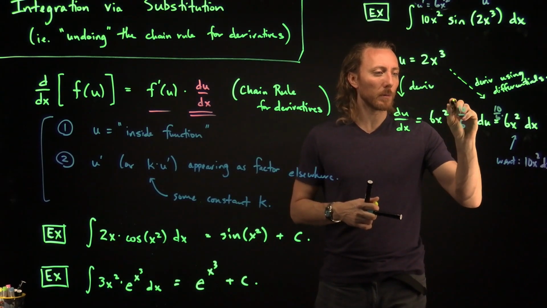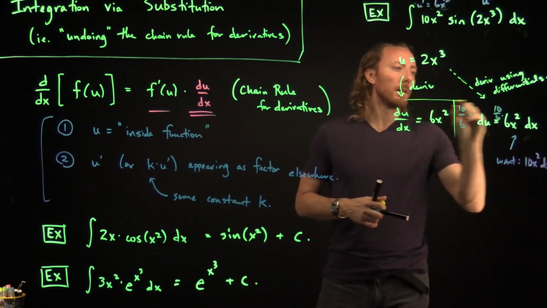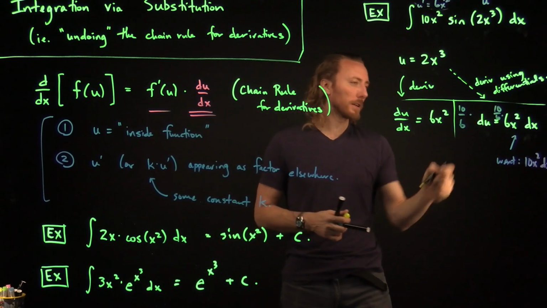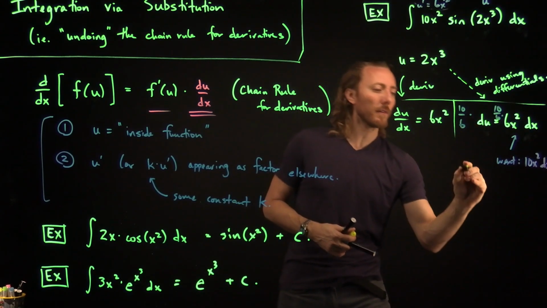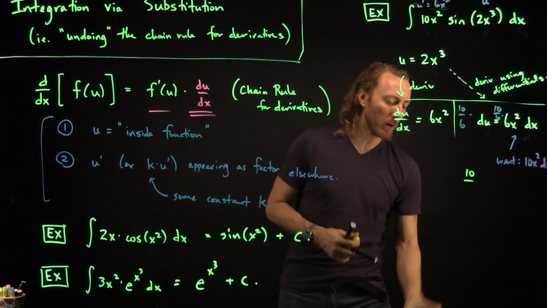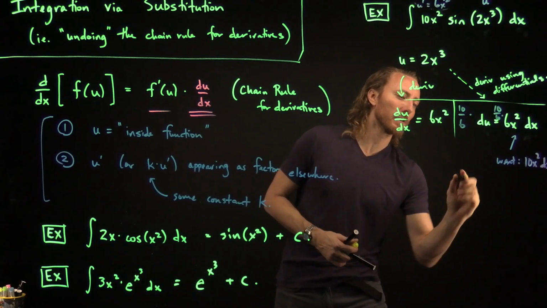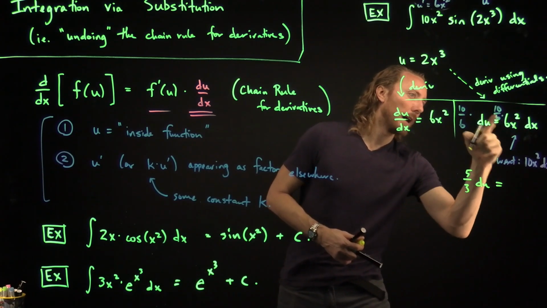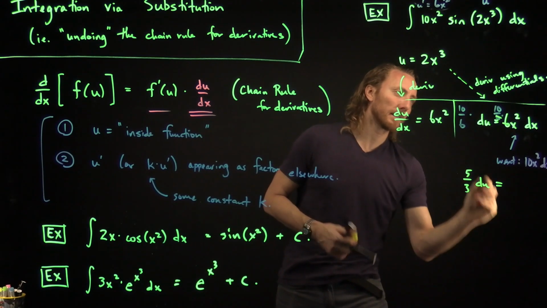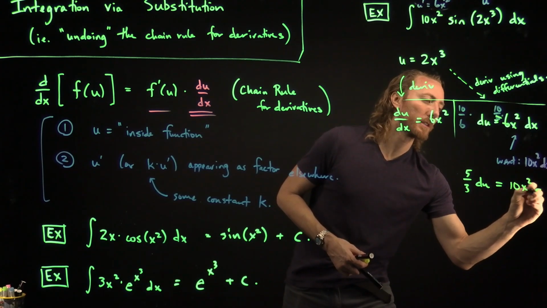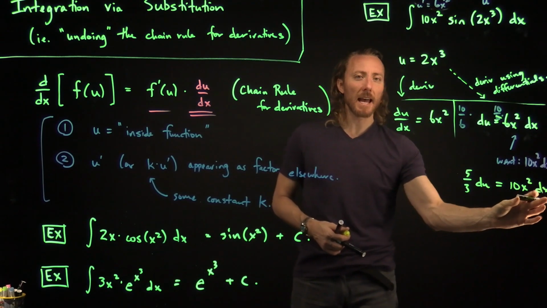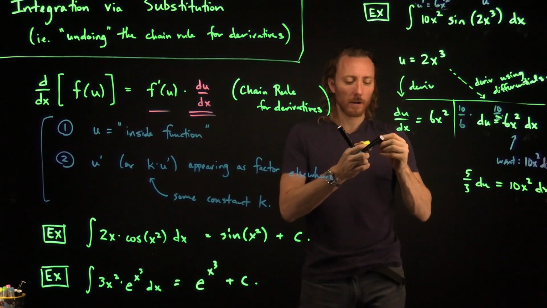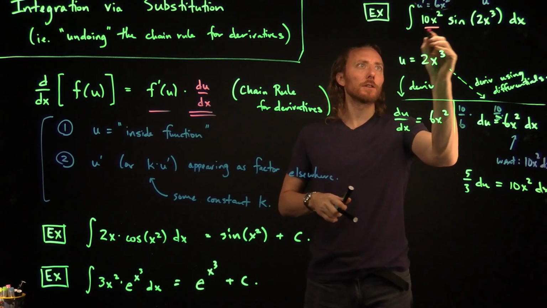Let me just put a partition here so that we're not confusing the equation on the left with the equation on the right. But now on the left-hand side, we'll have 10/6, or maybe better, let's just write 5/3. We'll have 5/3 du is equal to, the 10 and the 6 will cancel, as desired, and we'll get 10x squared dx. Note now that 10x squared dx is exactly what is inside our original function's expression.